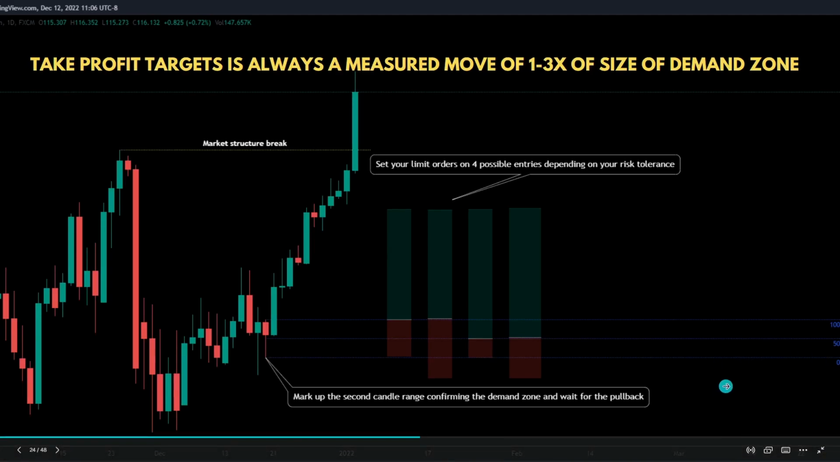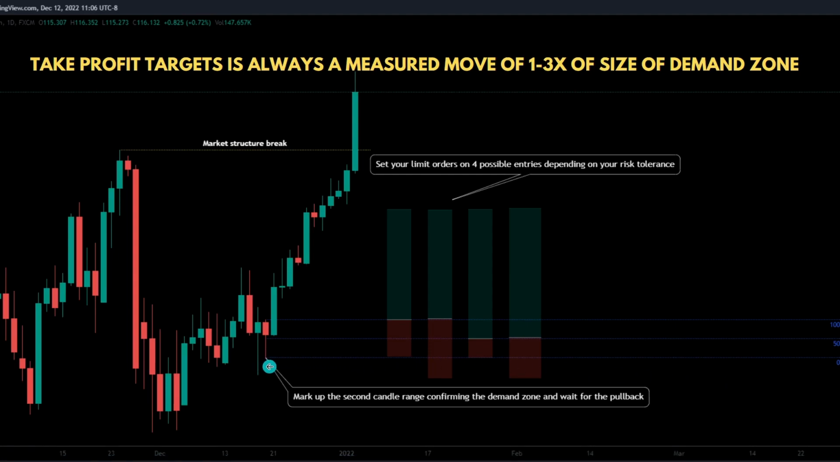Alright, so how do we enter the PKC? Just same as last chart, you mark up the range of the second candle, and you can enter at the top, or you can enter in the mid-range, stop under the PKC low, or give some space and stop under that. So take profit target is always a measured move of 1 to 3 times the size of the demand zone. So you measure the second candle and count 1 to 3 times the size of that.